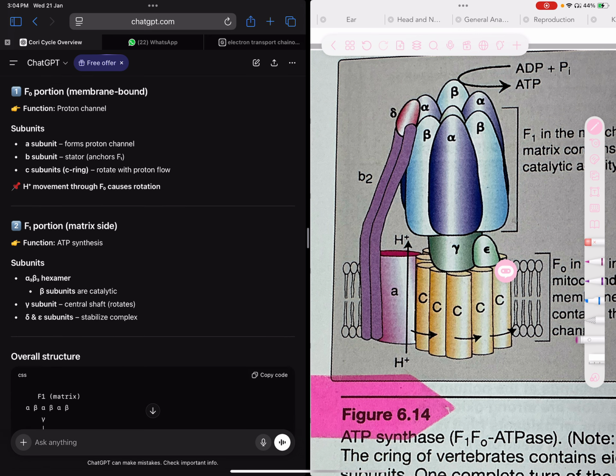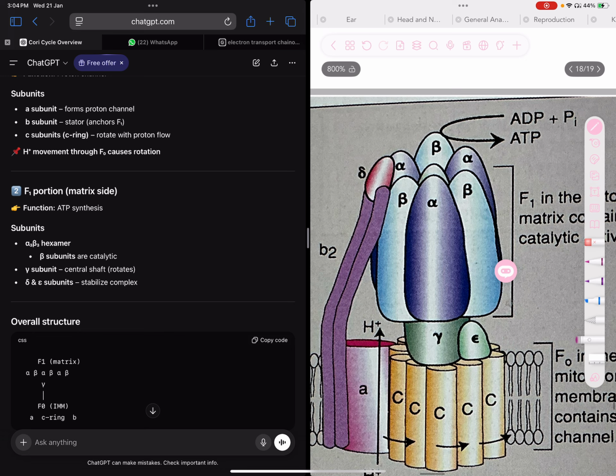I hope that's clear. Now the F1 domain has an alpha 3 and beta 3 hexamer. Now beta subunits are catalytic. These are catalytic subunits that you need to understand. Then gamma subunits have a central shaft. Gamma subunits have a central shaft that rotates.